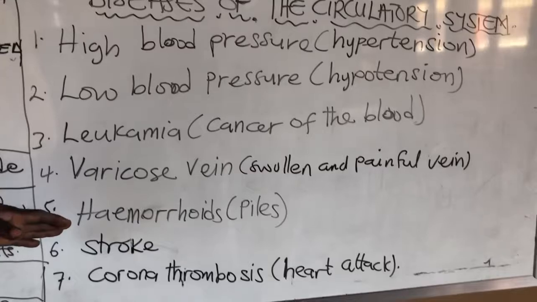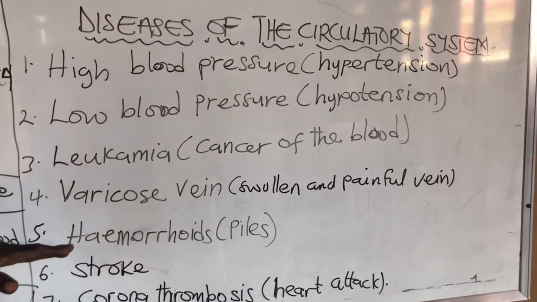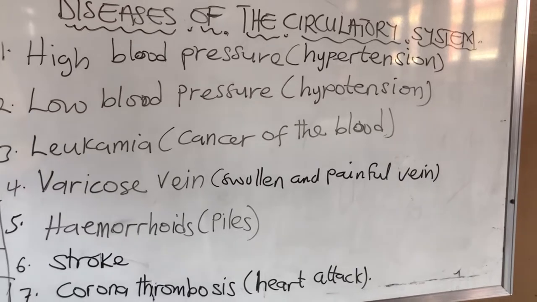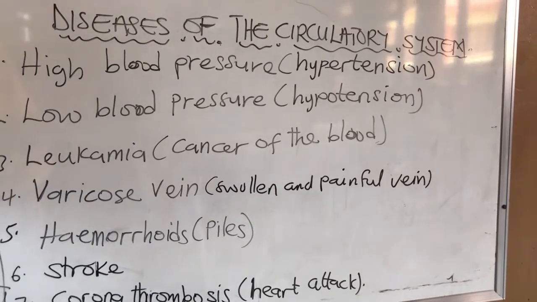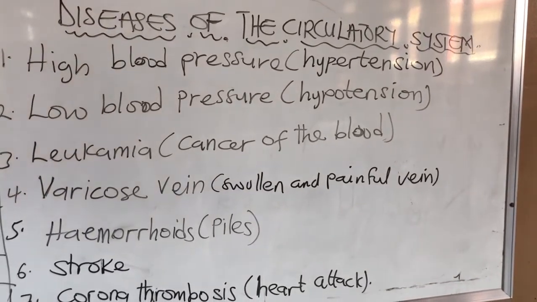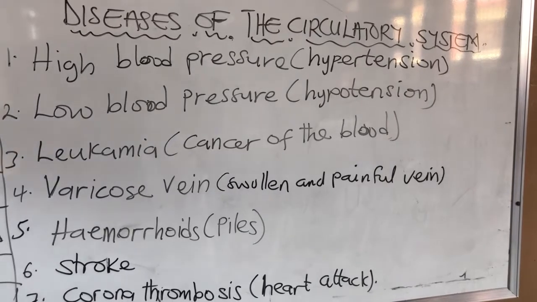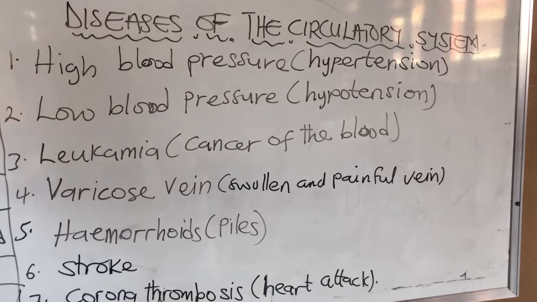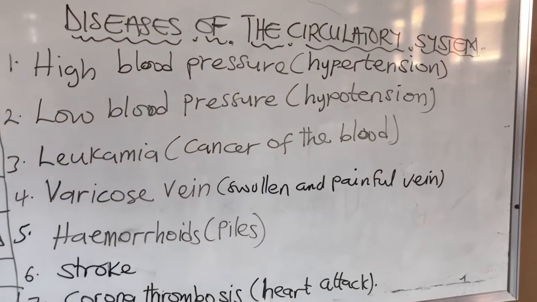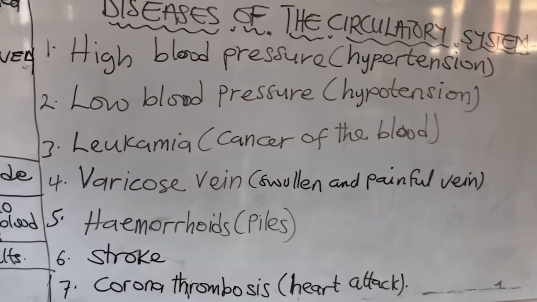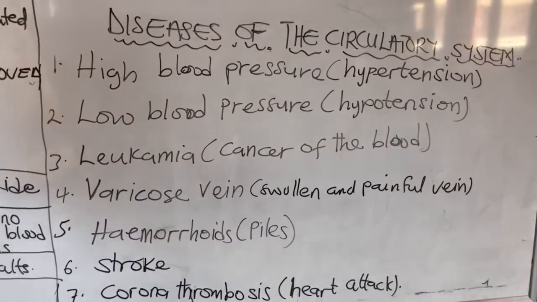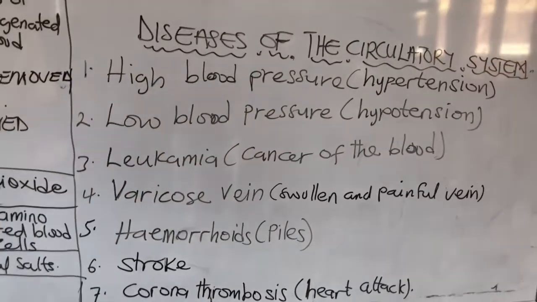We also have another disease which is known as hemorrhoids, popularly known as piles, or cocoa as it is locally called. Cocoa or piles normally affects the anus, or it appears at the anus, and when you are defecating, you find it difficult to defecate. That is hemorrhoids.